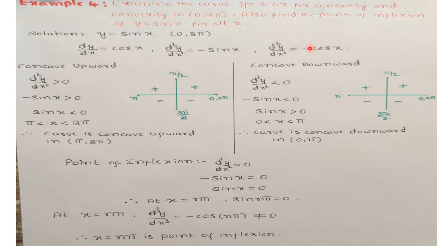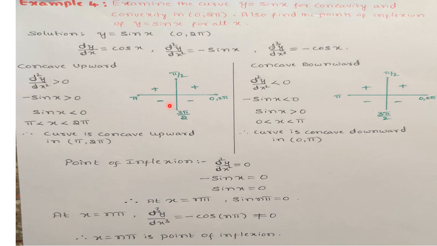Differentiation part is over. Okay, next, for concave upwards, condition is d square y by dx square is greater than 0. Here our d square y by dx square is minus sin x. Minus sin x is greater than 0, or sin x is less than 0. Both are same. Multiplying by a negative sign, you will get sin x is less than 0. Sign changes. Okay. Here sin x is less than 0 means sin x value is negative. In which interval the sin x value is negative?